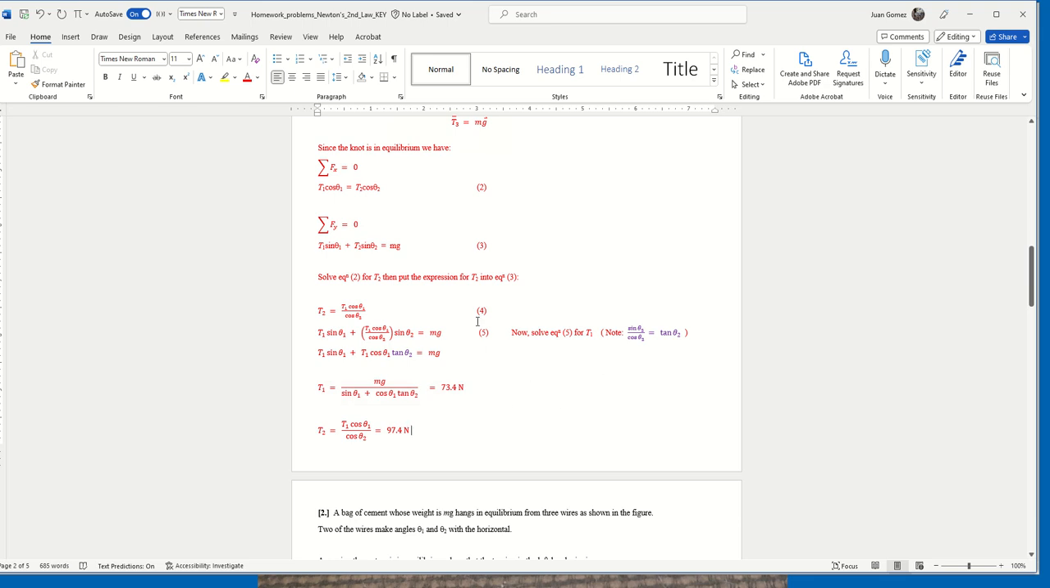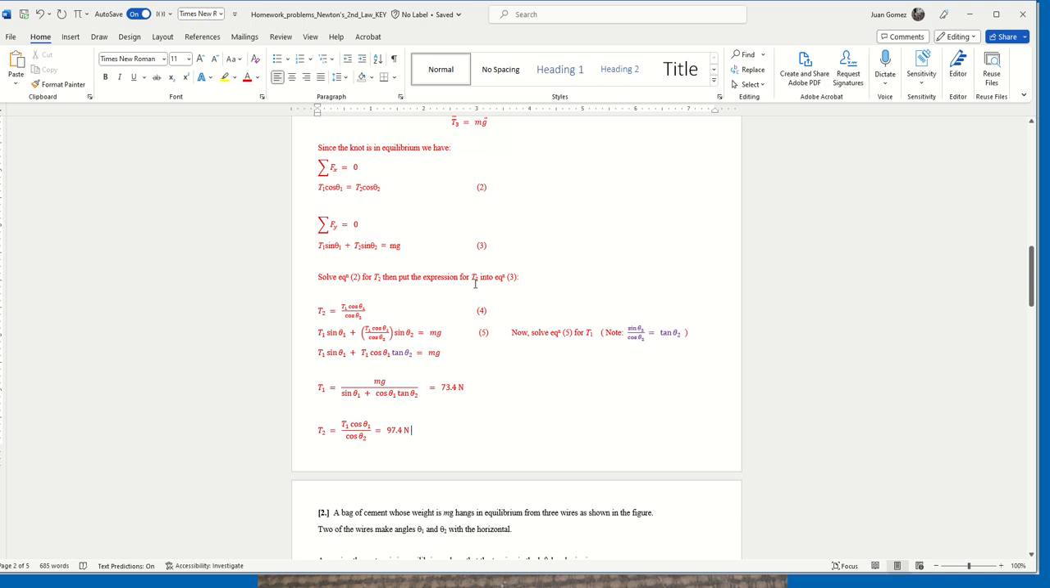Now T2, remember, equation 4 gives us T2. Once we get T1, we use equation 4 to get T2. T2 is just T1 cosine theta 1 divided by cosine theta 2. You know T1 from the previous part. You know the angles. Plug in the values, you get 97.4, less than 100, so the cables won't break.